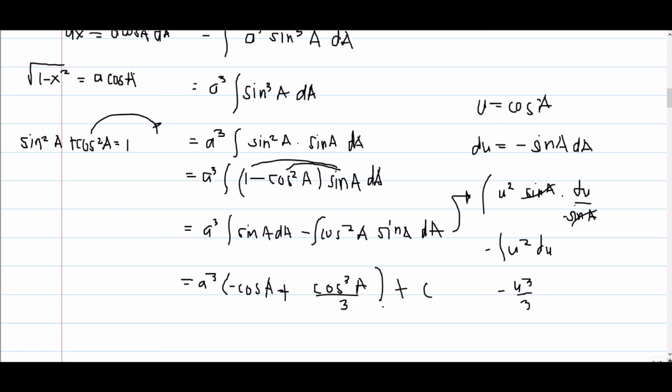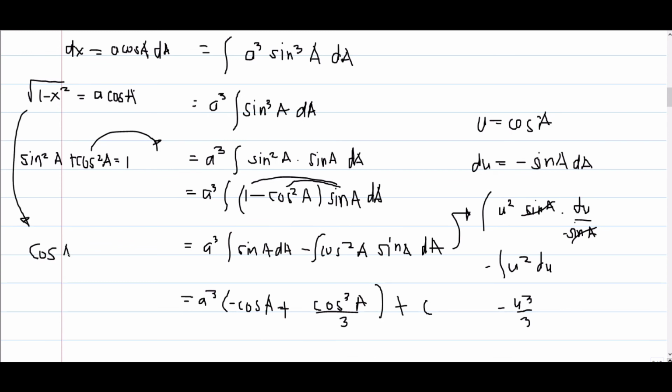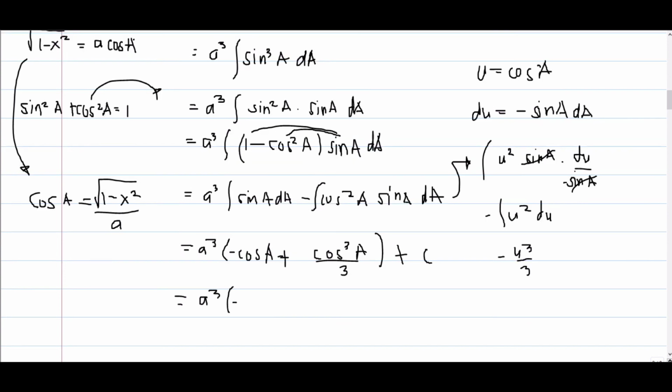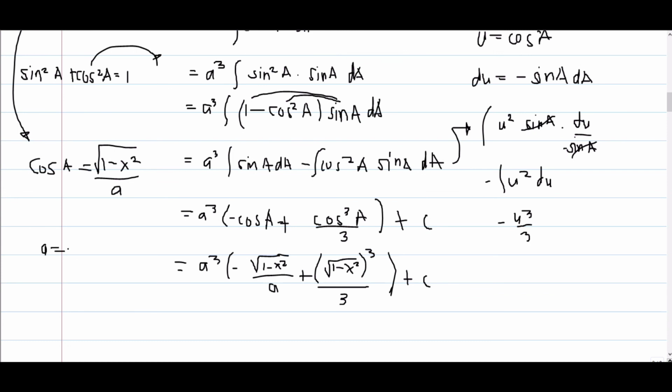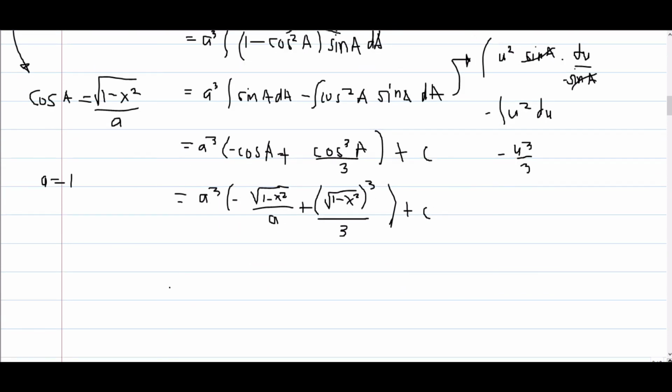Substitute the value of cosine θ, which is equivalent to the square root of 1 minus x squared over a. A cubed times negative square root of 1 minus x squared over a, plus the square root of 1 minus x squared over a, all cubed over 3. Where a here is equivalent to 1. So we can now finalize our answer. We have a negative square root of 1 minus x squared plus 1/3 of the square root of 1 minus x squared to the power 3, then plus c. So that is the final answer.